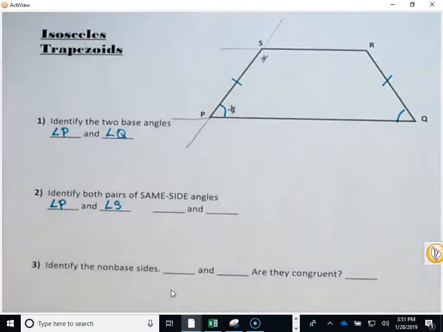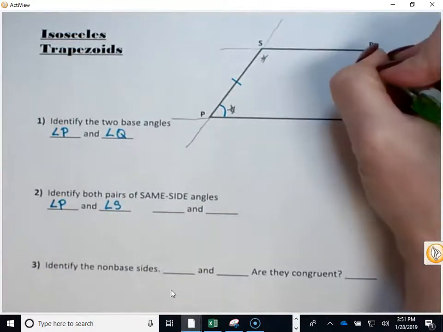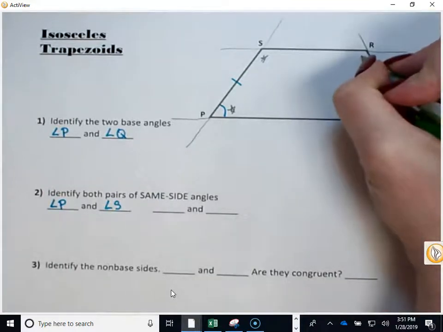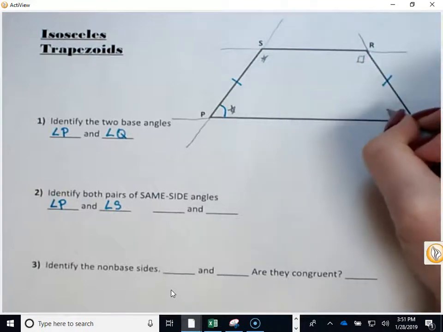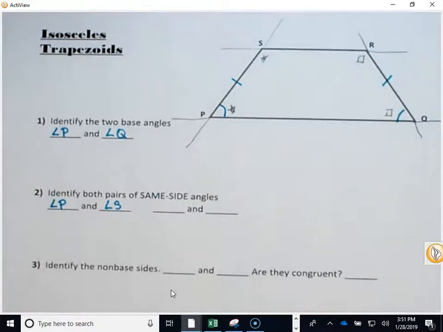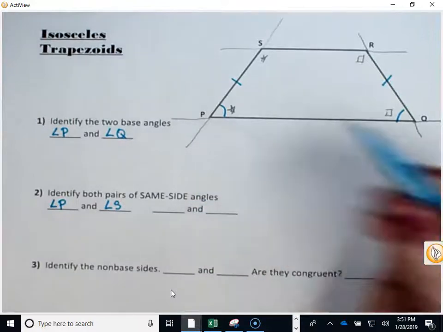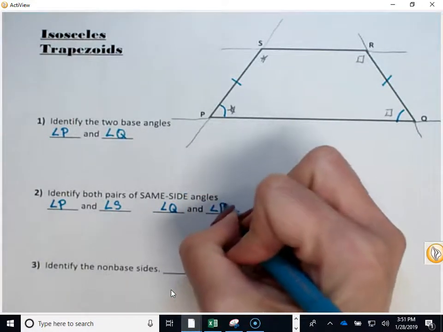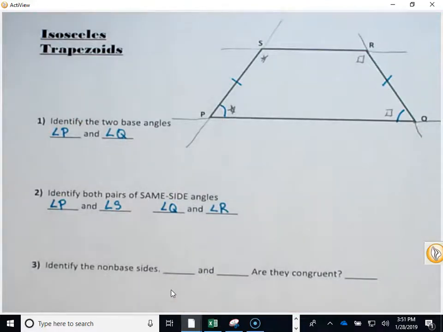And then on this other side, again, think of these as your parallel lines. Here's your transversal. Let's draw a little square here. These would be your same side interior angles as well, so angles Q and R. Those are my same side angles.